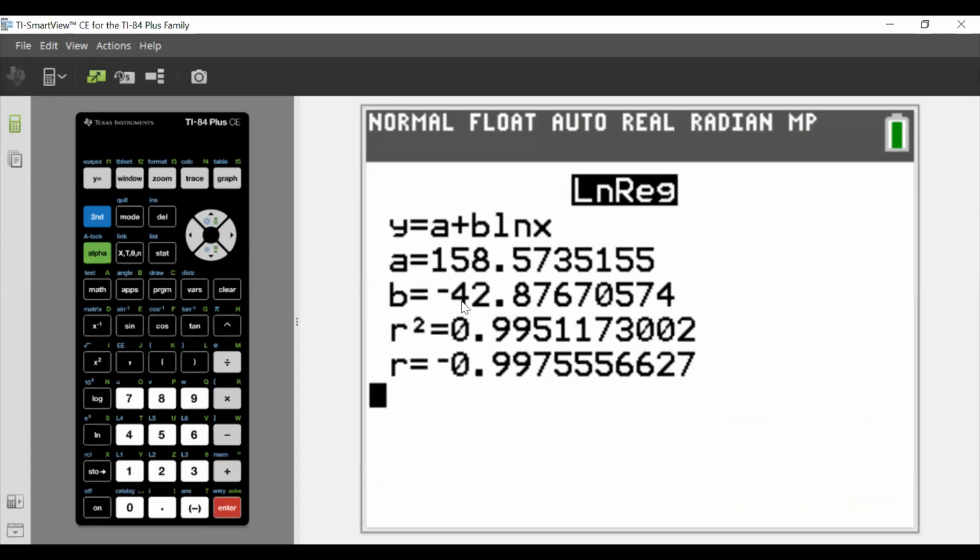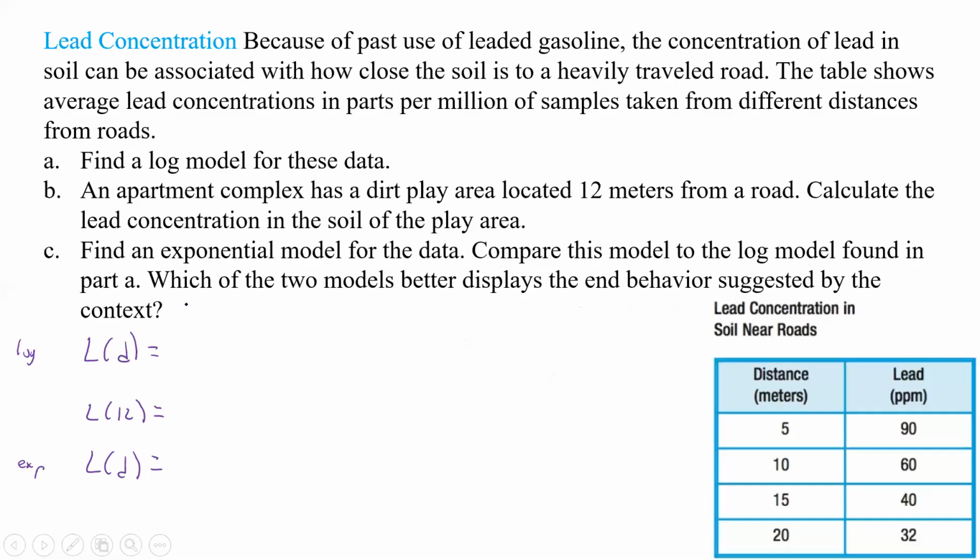158.574, and then minus 42.877 ln of D, if I remember right. So let's go ahead and put that in for this one. We had 158.574 minus 42.877 ln of D. And this is going to be in ppm of lead. Okay. And it's going to be D meters from the road. So D is going to be less than or equal to 20, but greater than or equal to 5. So D is going to be somewhere in that range for the distance.